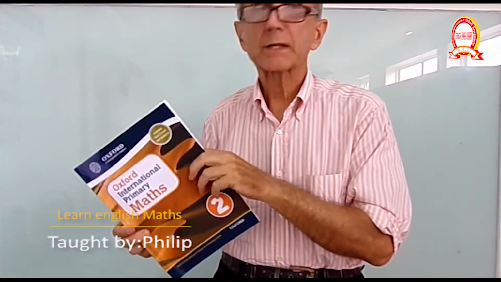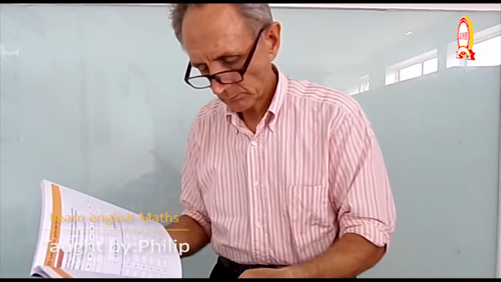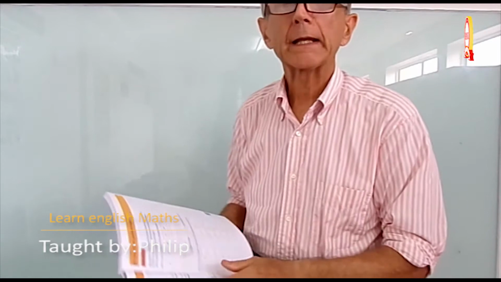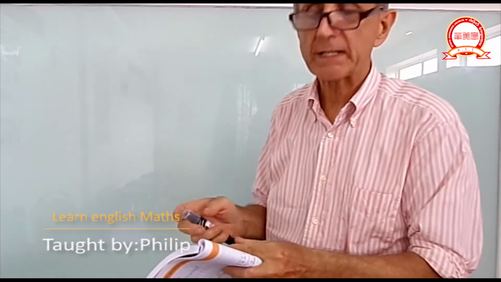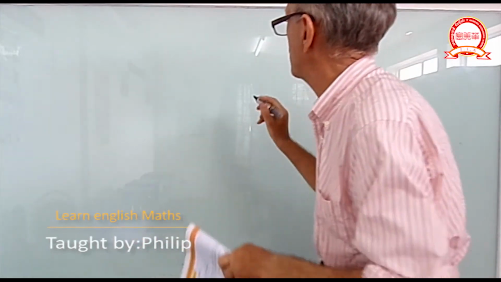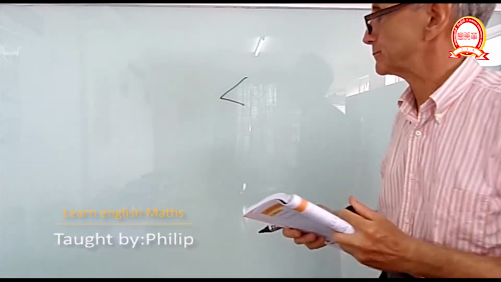Grade 2 Maths, page 18. We're looking at less than and more than. Less than and greater than. So an arrow pointing this way means that something is less than.